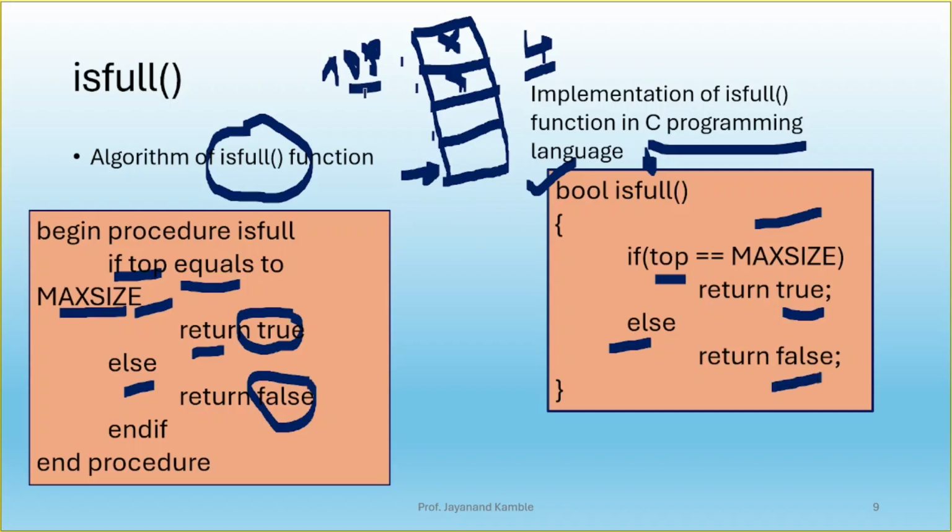So when the value of top becomes, let's say, 4 in this example, it is going to say 4 equals max size, and max size is also 4, so the condition is true and it will return the value true. That true value will be returned by this is full function, and by checking the value returned by is full, we will conclude that my stack is full. I am not allowed to insert a new element. Is this clear to everyone? Right? Fine.